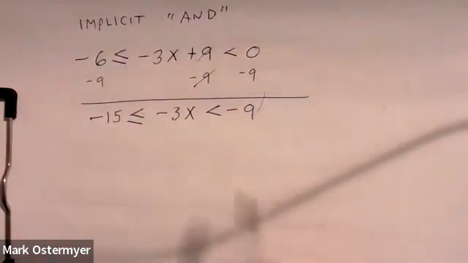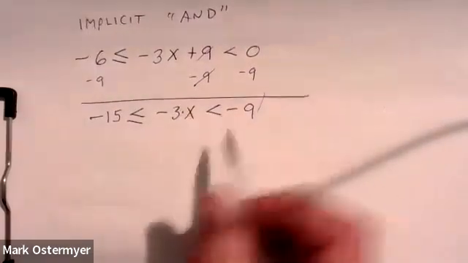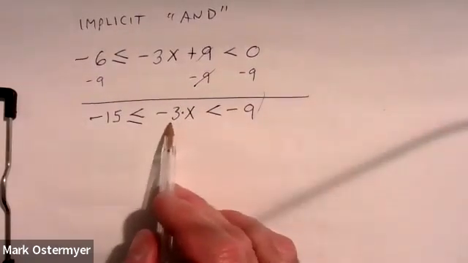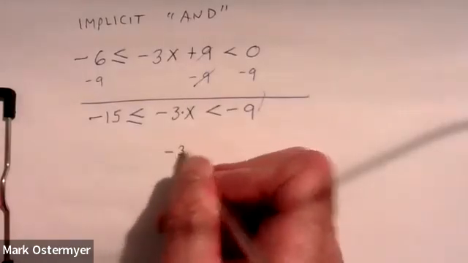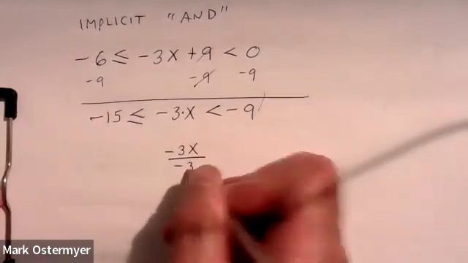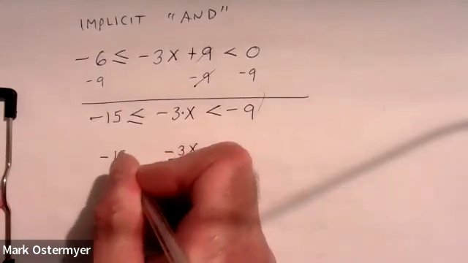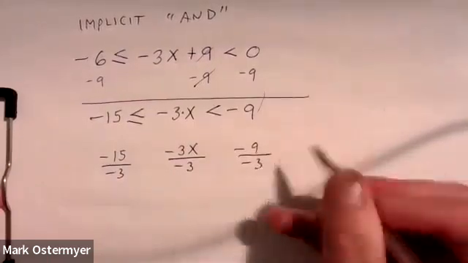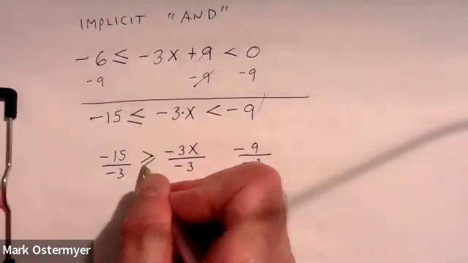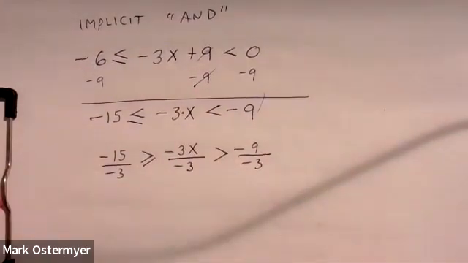Good. Now, how do we get x by itself in the middle? What do I have to do now? Divide by -3. That's right. Because I'm dividing by a negative, we must flip the inequalities around. I'm dividing this side by -3, this side by -3, and this side by -3, so you have to remember to flip both inequalities. They both must flip around. If you don't do that, you're going to have an error.